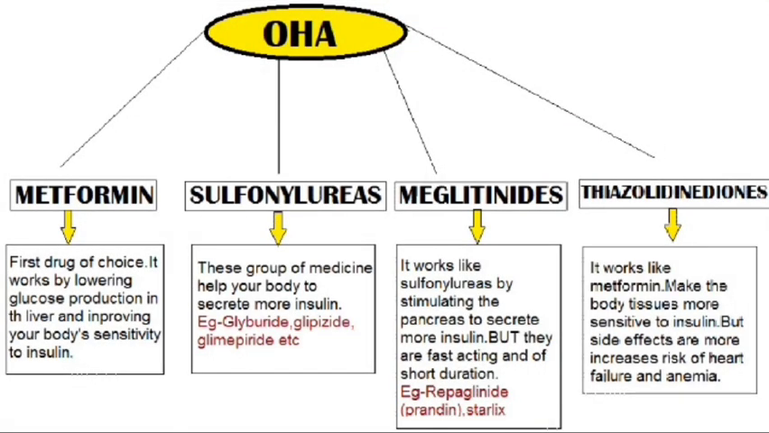Now let's see about oral hypoglycemic agents. It includes metformin, sulfonylureas, meglitinides, thiazolidinediones. Metformin, first drug of choice. It works by lowering glucose production in the liver and improving your body's sensitivity to insulin. Sulfonylureas help your body to secrete more insulin. Meglitinides work like sulfonylureas by stimulating the pancreas to secrete more insulin. Thiazolidinediones work like metformin, make the body's tissue more sensitive to insulin, but side effects are more, increasing risk of heart failure and anemia. Hence, metformin is used as a first drug of choice.